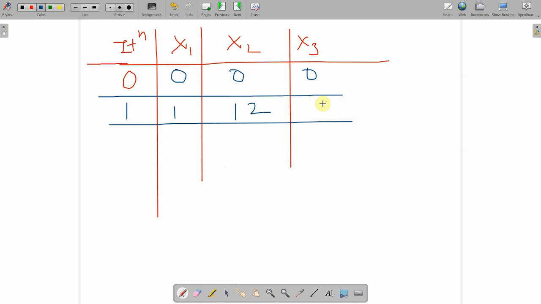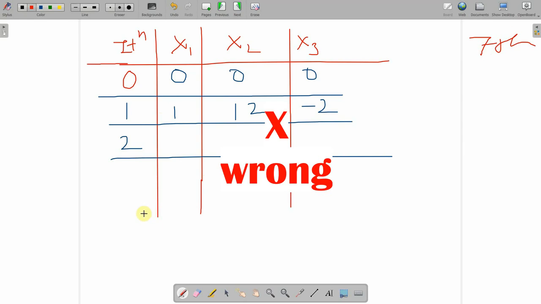x2 is 12, and x3 equals -2. Now for the second iteration, you will be using only these values. This is very easy, because you need not write the first iteration and then calculate the second iteration separately, just tabulate it. After a certain number of iterations, suppose after 6 or 7, I will tell you to do it up to the 7th iteration. Up to the 7th iteration, you will see that these values are repeating.